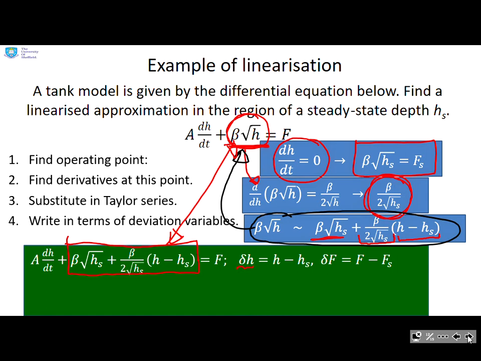So I know delta H is H minus HS, delta F is F minus Fs. If I do that and do a bit of eliminating common terms, what you find is you've now got a differential equation which has constant coefficients. So this term, beta over 2 root hs, is simply a constant. But you'll notice everything now is written in terms of deviation variables.